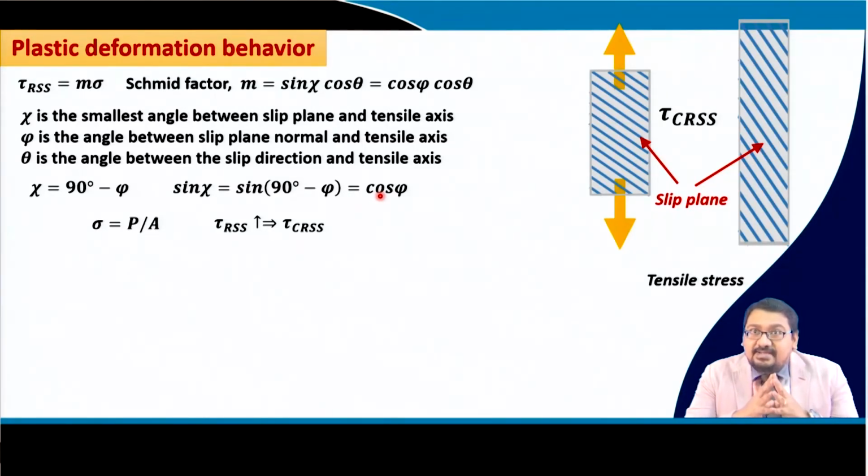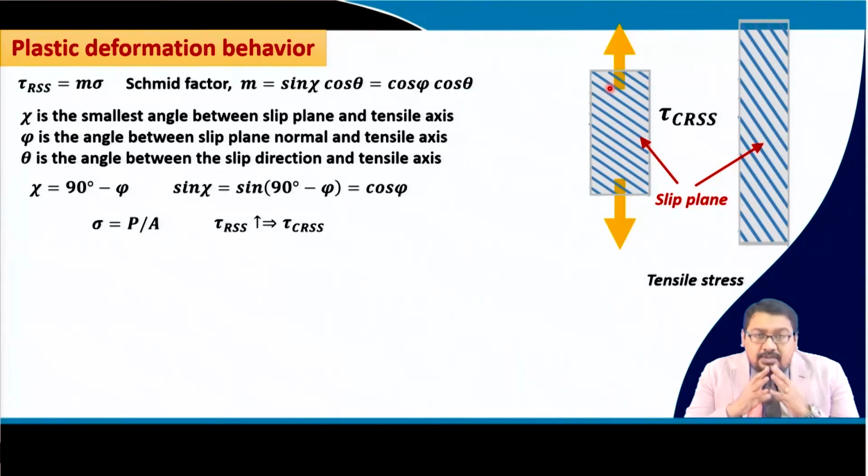On the other hand, the slip direction and the loading direction, if between them has an angle of theta, then it is related by cos of theta. So, m, which is basically the Schmid factor, is equal to sine of zeta cos of theta, which becomes equal to cos of phi cos of theta. This is known as Schmid factor, whereas sigma, which is the stress along the loading direction, is given by the loading force P divided by the cross sectional area of the material.